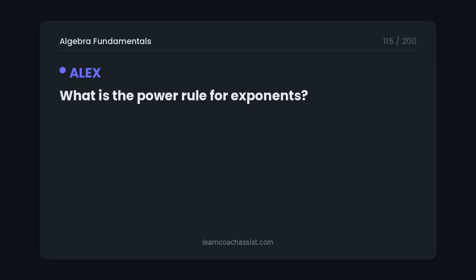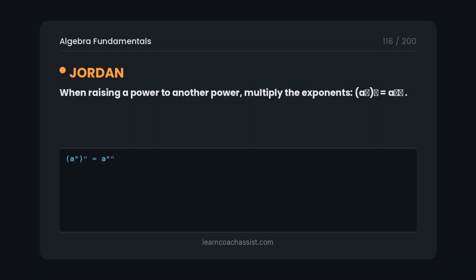What is the power rule for exponents? When raising a power to another power, multiply the exponents: (a^m)^n equals a^(mn).